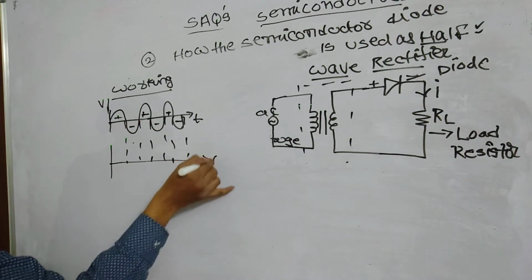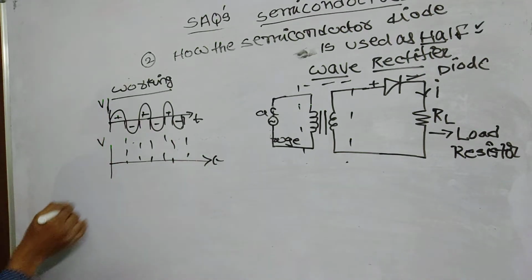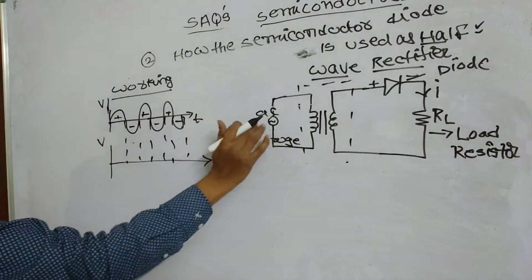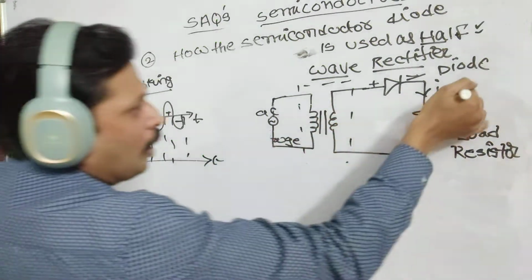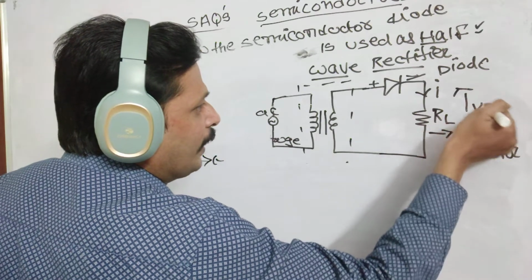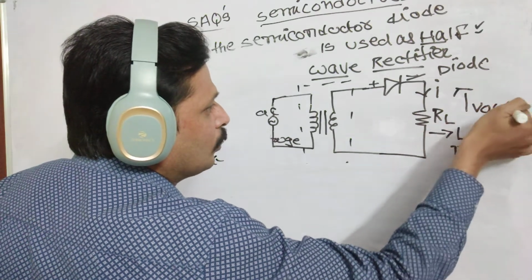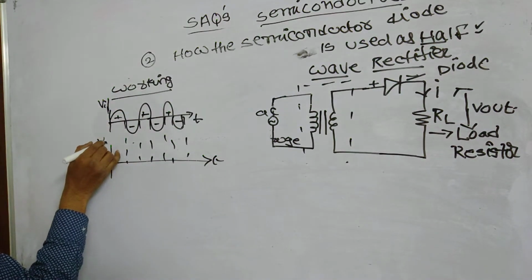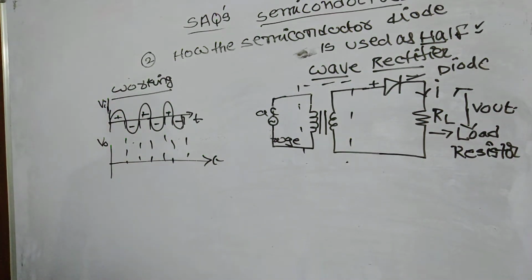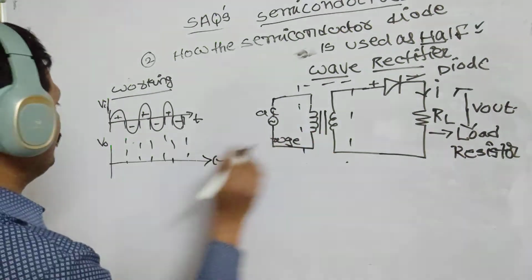Now again you take time and voltage. What's the difference of these two? It is the AC input Vi. This is the output we observe. Output means after rectification, what we observe across the load resistor. That value is represented by V0, or V output. Then how will it work now?